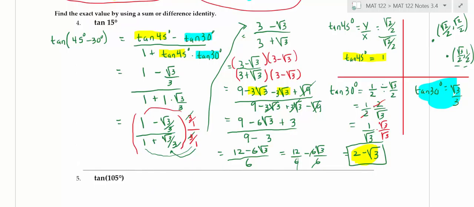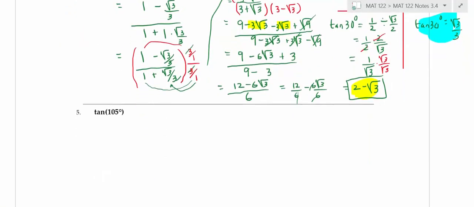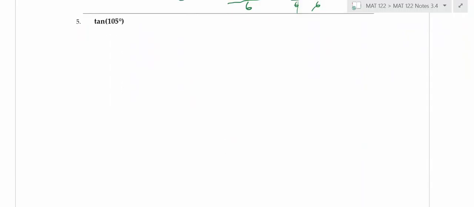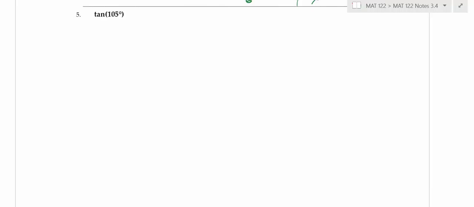Okay, let's move down and try another one like that and kind of see how that goes. Okay. So tangent of 105 degrees. So what I'm going to do on this, the first thing I'm going to do is I'm going to write this as, let's find a combination. The combination that I'm thinking of is 60 degrees plus 45 degrees.